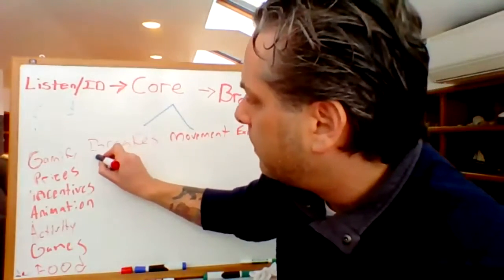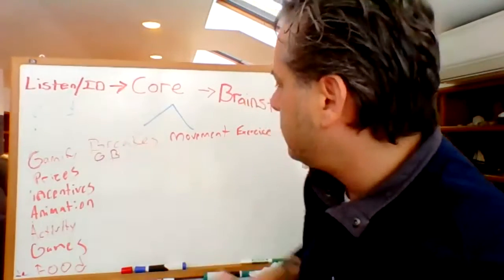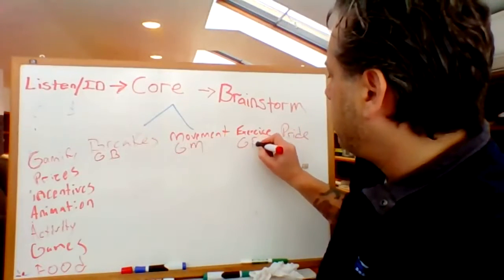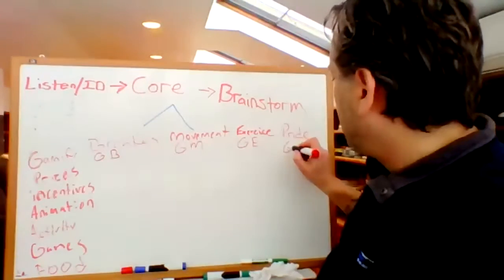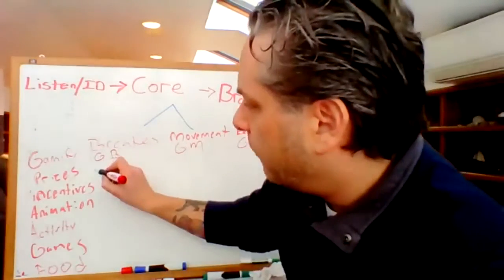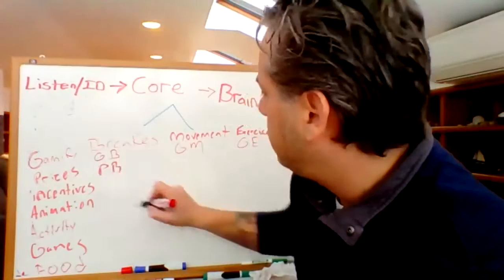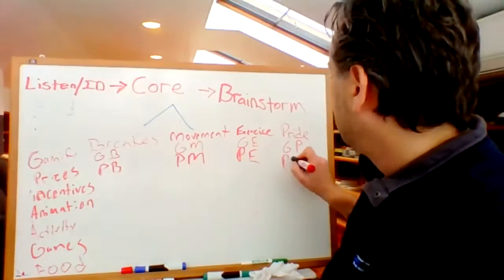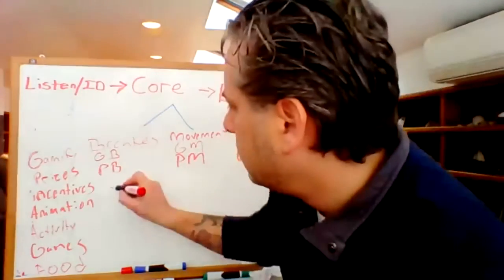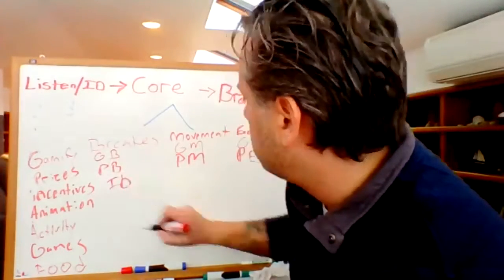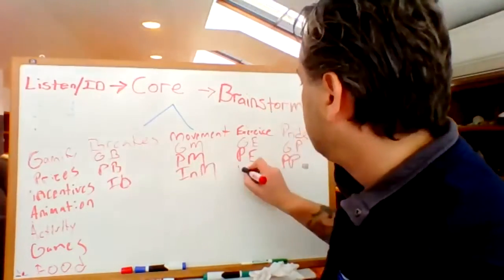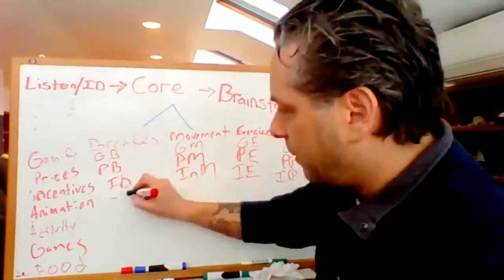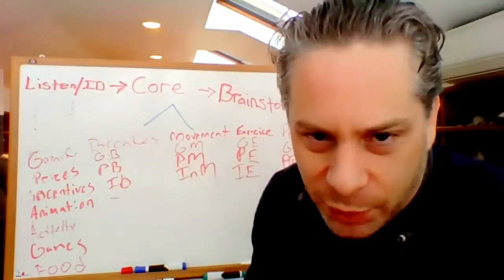So if we could gamify breaks, gamify movement, gamify exercise, gamify pride. If we could have prizes during our breaks, prizes with movement, prizes with exercise, prizes with pride. Incentives during our breaks, incentives for movement, incentives for exercise, incentives for pride. Animation during our breaks, movement, exercise. I think you get the point.